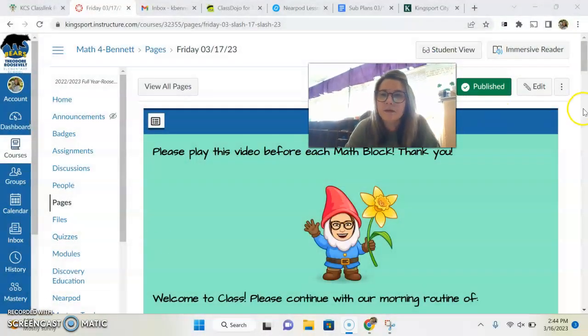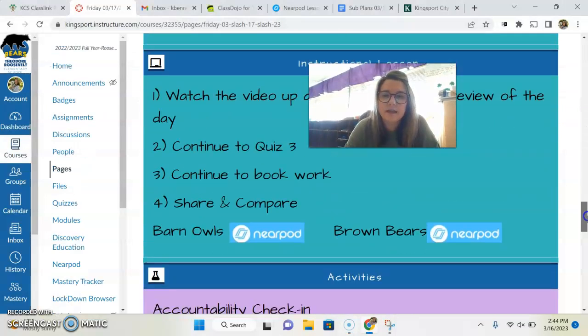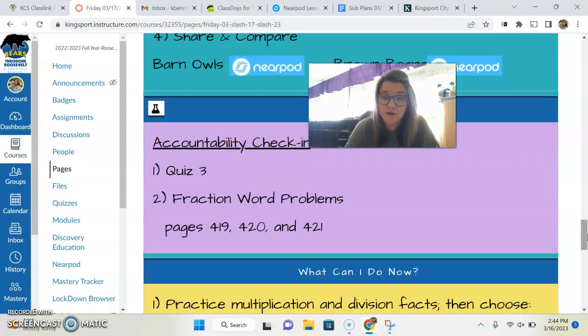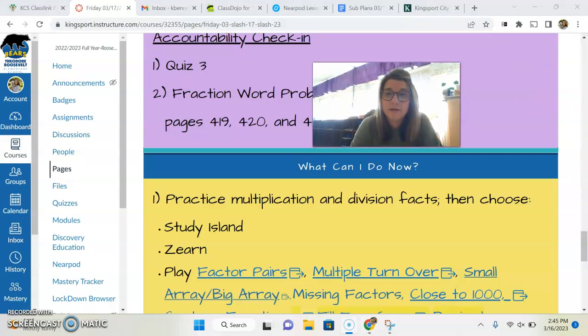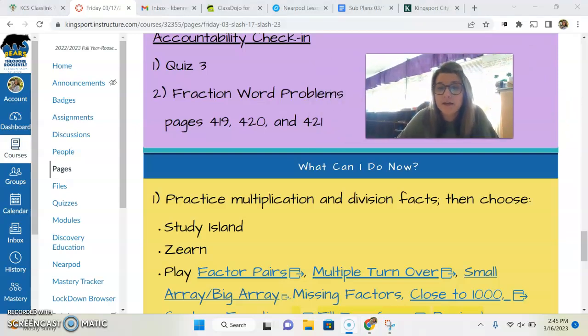So let's go back to our Canvas screen. After you have finished that quiz 3, that's when you will continue to your book work. And then guess what? You're doing what can I do now? Because of the events throughout the week where you have been on some things that we normally do on Fridays, you are sticking to these practices right here. You are practicing multiplication or division facts, Study Island, or Zearn, okay? Or you can play those investigation games. Those are your choices after all of your work is complete, okay?